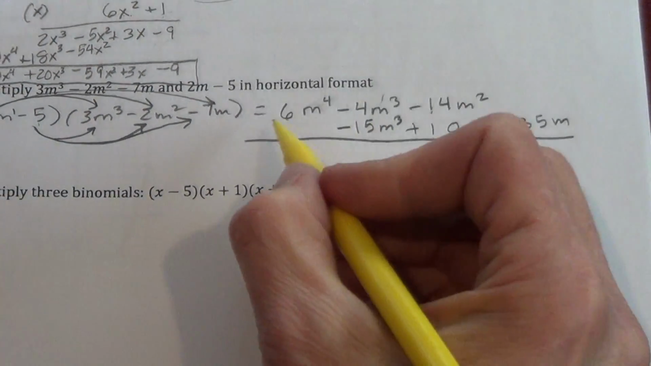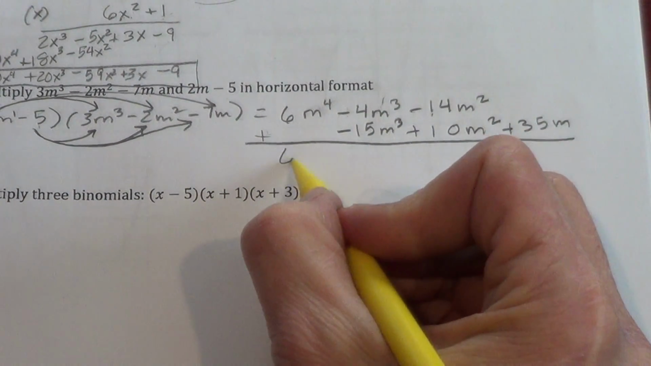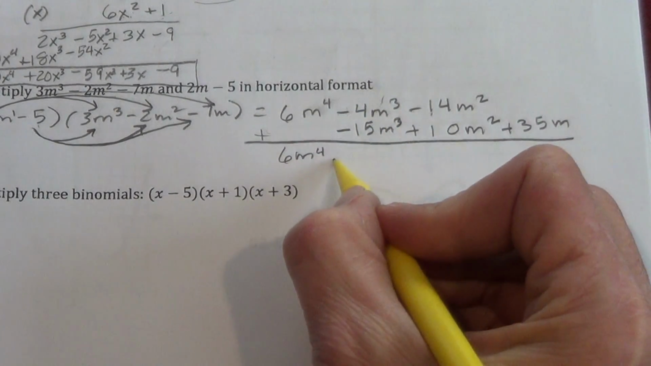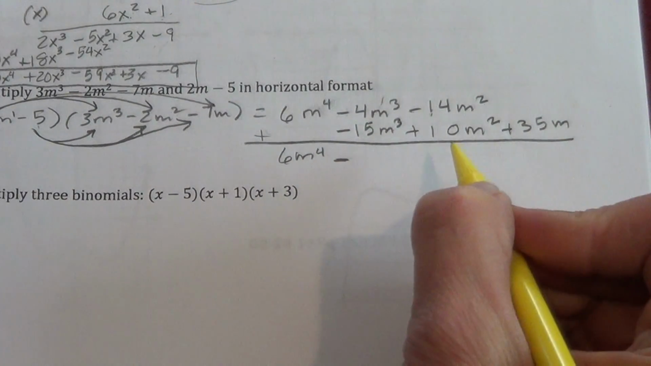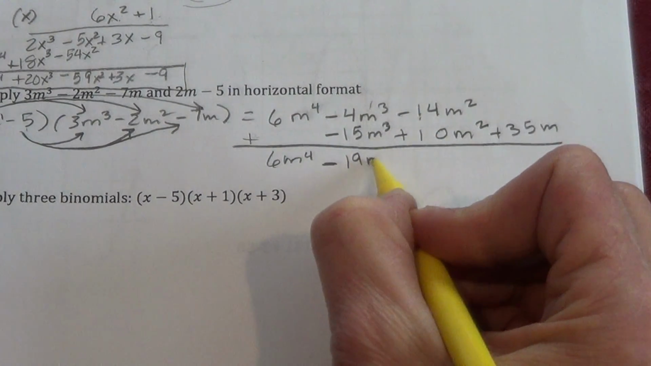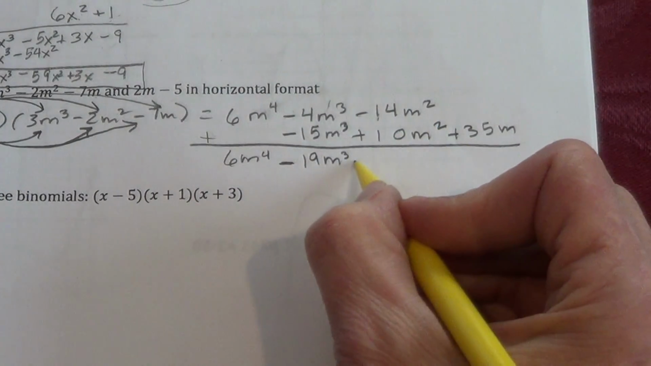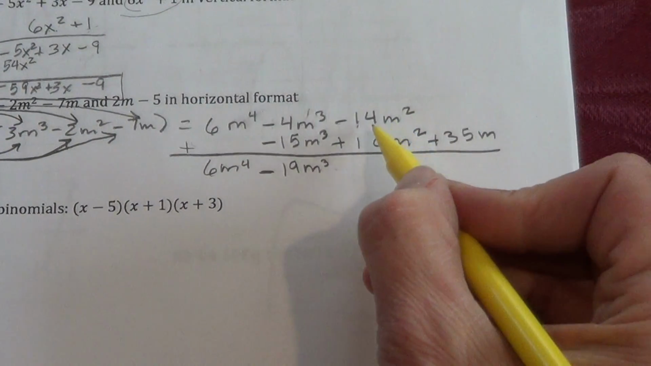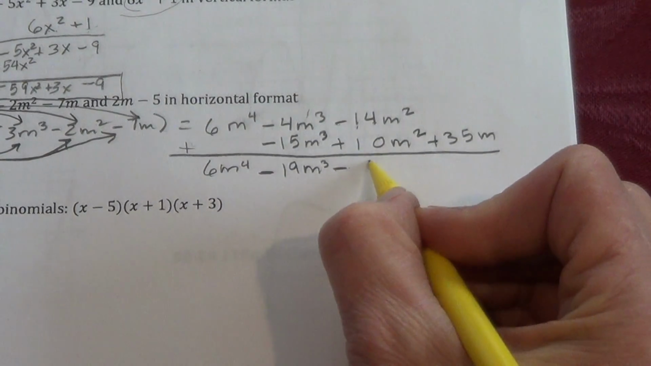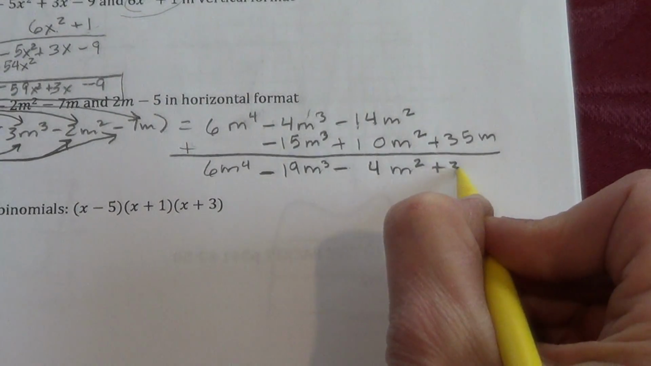Okay, add those together now, just like you do with multiplication. 6m to the fourth. Negative and a negative is going to make bigger negative. We don't find a difference, we find a sum, so it's negative 19m cubed. A negative and a positive, they are different signs, so we find a difference. The greater absolute value would be that 14, so we're going to have a negative 4m squared plus 35m.